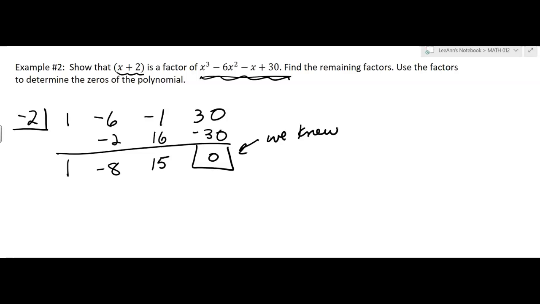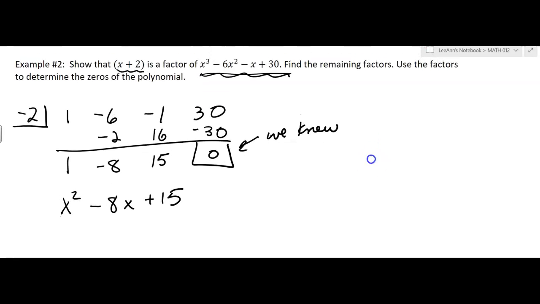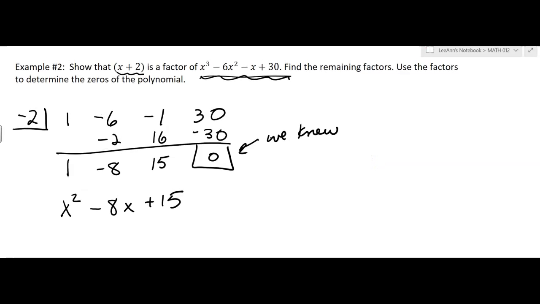But here's the exciting thing. The quotient is x squared. Remember, you have to go down a degree. Minus 8x plus 15. That's the quotient. So I can find the other factors, because that's quadratic, I can factor it, or use the quadratic formula. It says find the remaining factors, use the factors to determine the zeros of the polynomial.